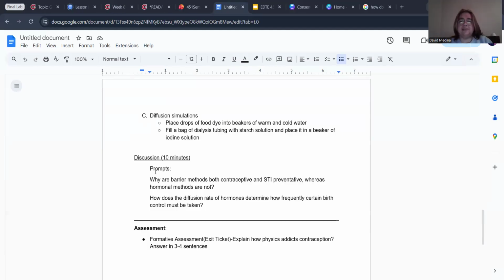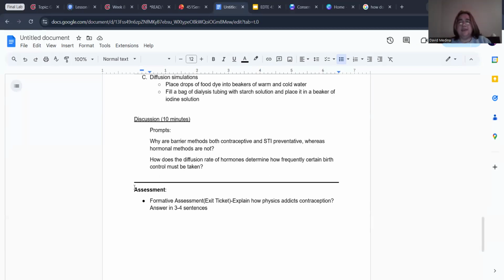Why are the barrier methods both contraceptives and STI preventatives, whereas hormonal methods are not? And then how does the diffusion rate of hormones determine how frequently certain birth controls must be taken? And then at the very end, they do a very simple formative assessment, like an exit ticket: explain how physics contributes to contraception. Sorry. And they could answer that in just a few sentences.